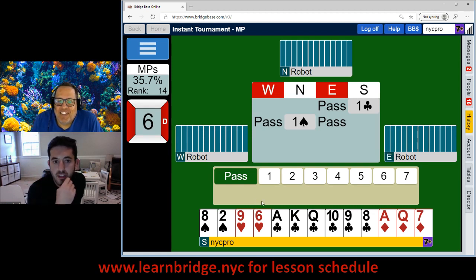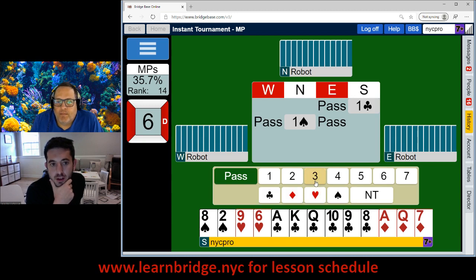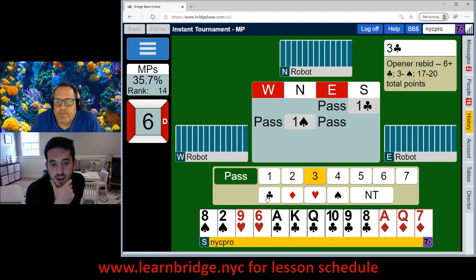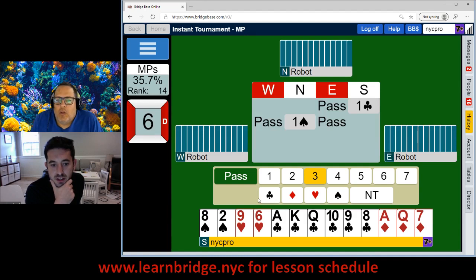I think that they're both pretty reasonable. I think that we're a little bit strong for 2 clubs. We don't have the 16 to 18 that we're showing with 3 clubs, but the club suit is so amazing that we have 7 or 8 tricks in our own hand that I think 2 clubs just doesn't do this hand justice.